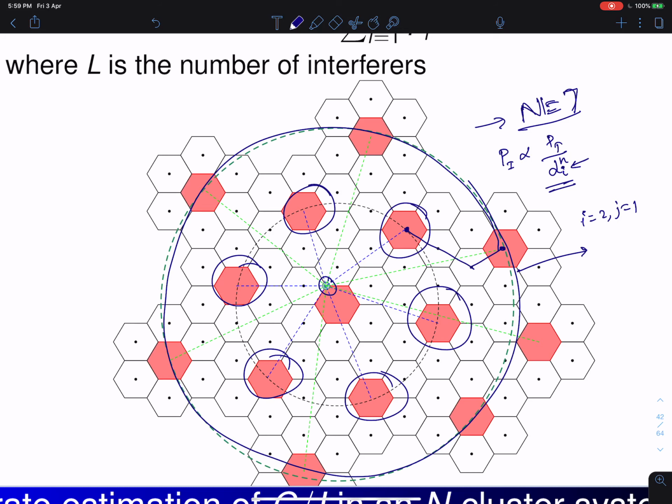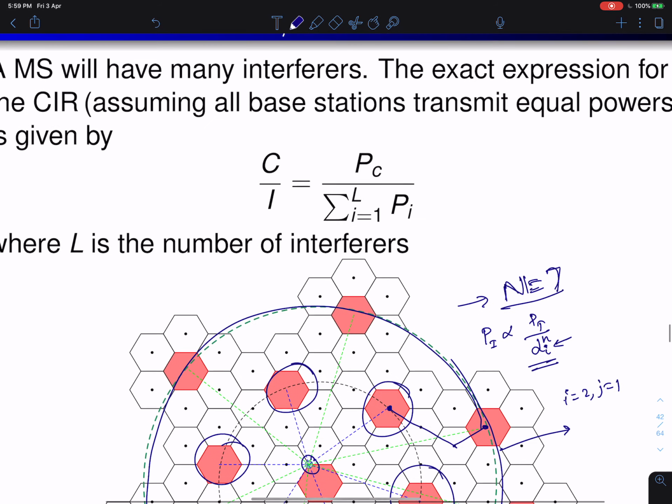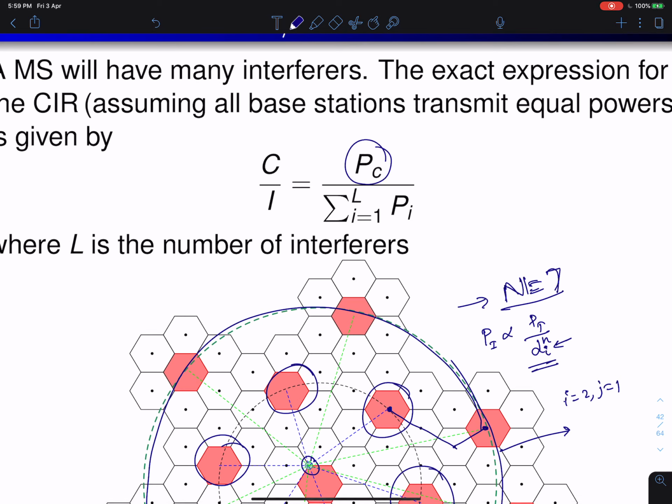Okay, so to estimate the actual carrier to interference ratio, you will have to compute PC, that is the carrier power at the cell edge, divided by the sum of all the interferer powers. So this Pi here is actually Pt divided by Di power n, with some constant of proportionality alpha. We know how to estimate the received power using the free space path loss, the two-ray breakpoint models and so on. So that's what this interferer power will be.